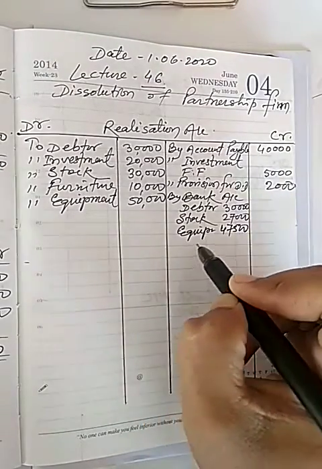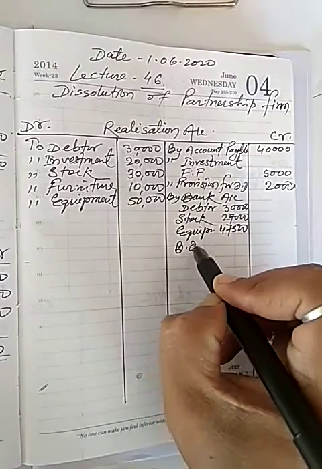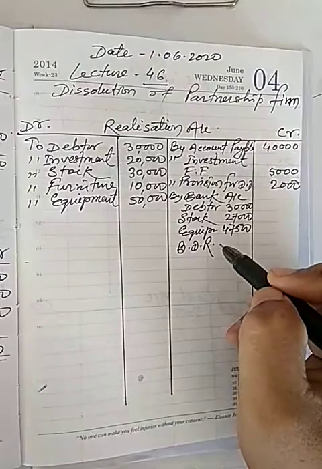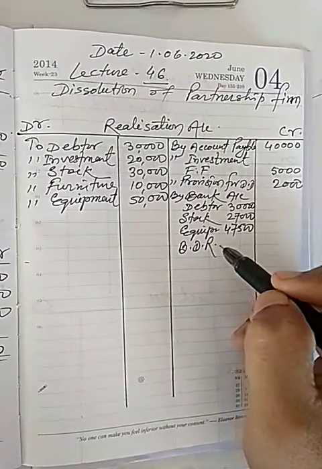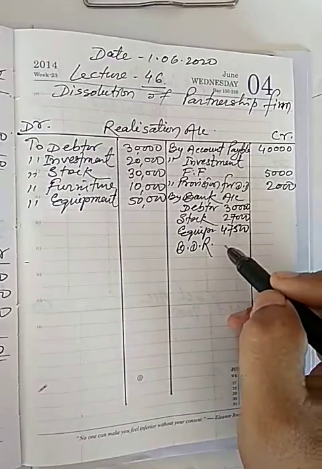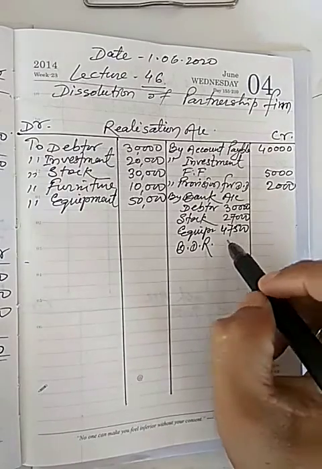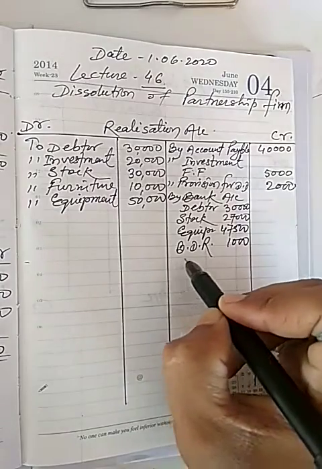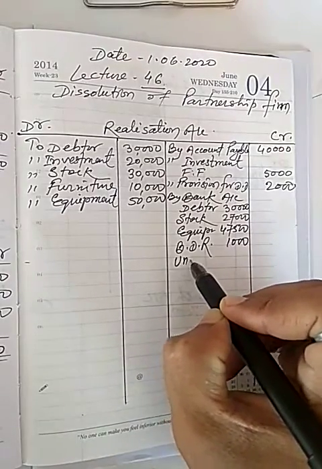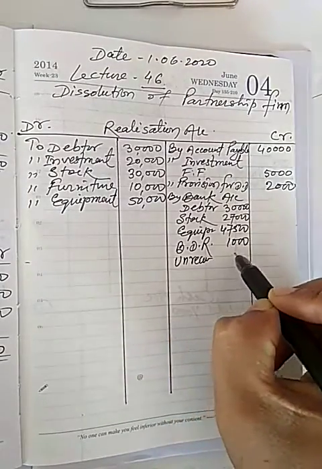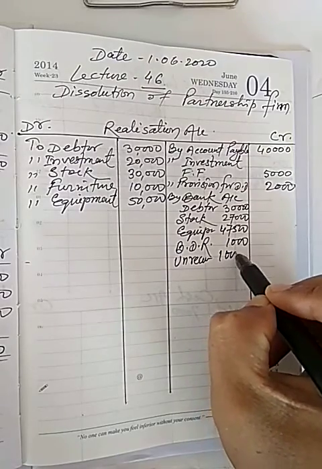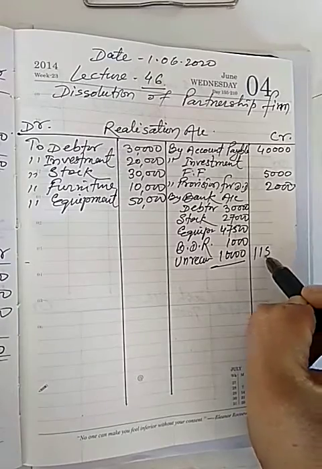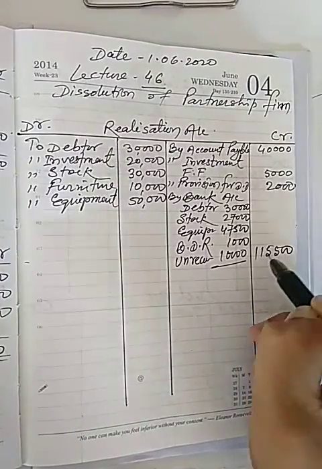47,500. Bad debt recovered is also given because one debtor have bad but he paid later 1,000. Now unrecorded assets also given. Unrecorded assets 10,000 also given. So total cash realized 1,15,500.